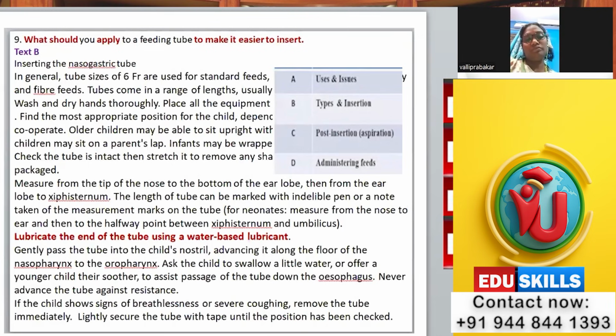Next question. What should you apply to a feeding tube to make it easier to insert? Here the keywords are what should you apply, then to make it easier to insert. The hedging word is insertion, make it easier to insert. So we have to see the insertion procedure. That is in text B. They are telling about how we can do the insertion, and every instruction is there. So here, lubricate the end of the tube using a water-based lubricant. To make it easier to insert is paraphrased here. So the answer is water-based lubricant. We can apply that water-based lubricant.